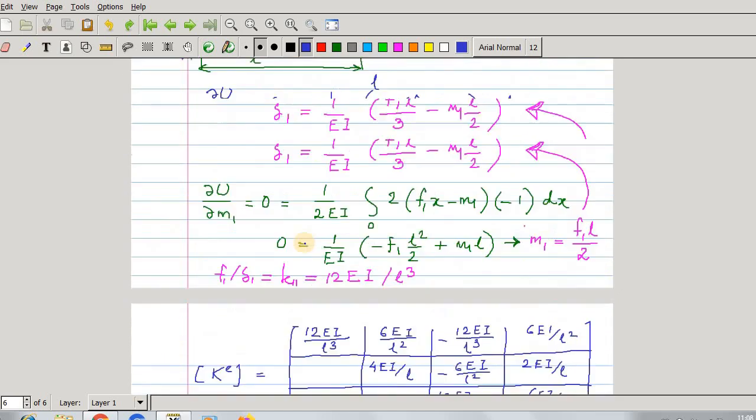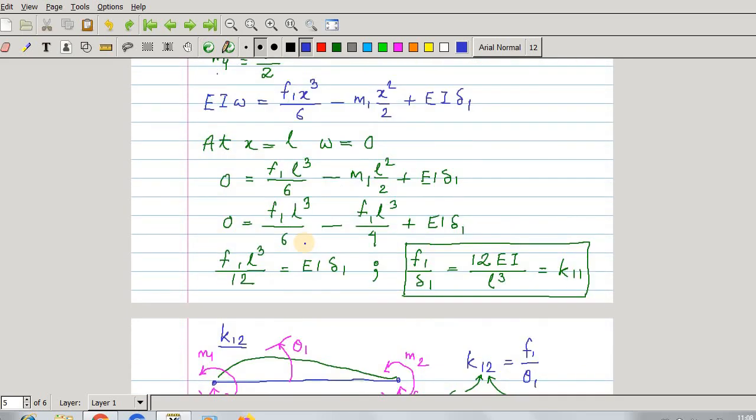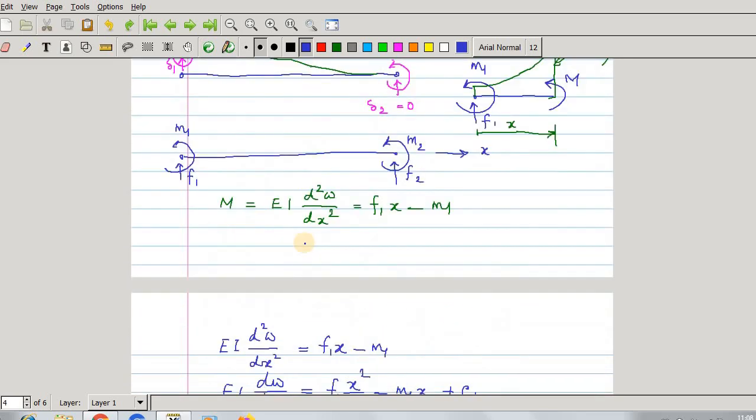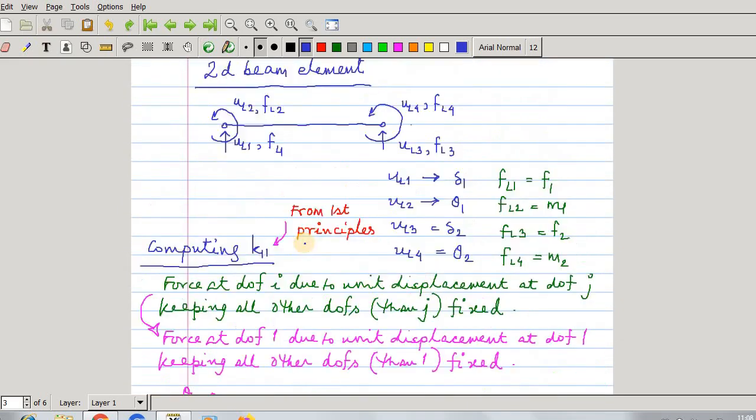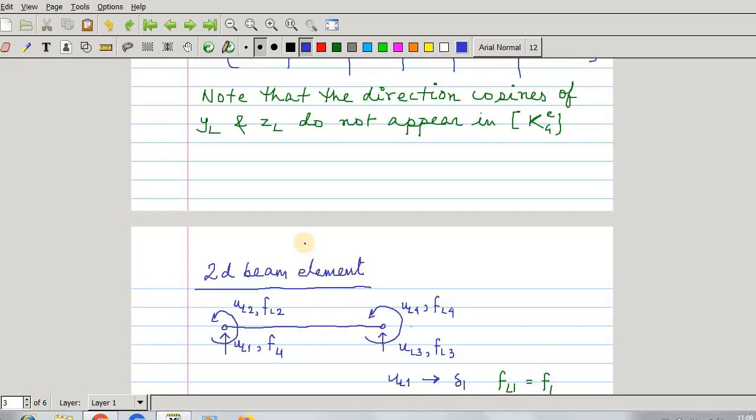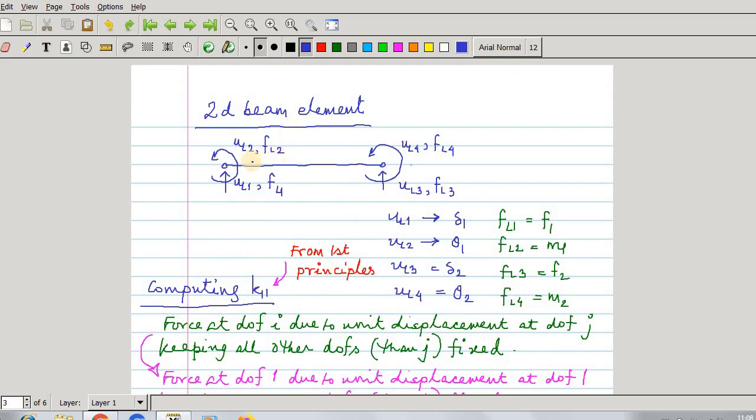Okay, so with this we stop here, and we'll see in our next class how to find out the stiffness matrix of this 2D beam element in an alternative way, or in a more general way, which we can apply for other complicated elements.